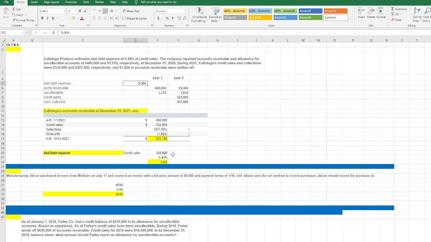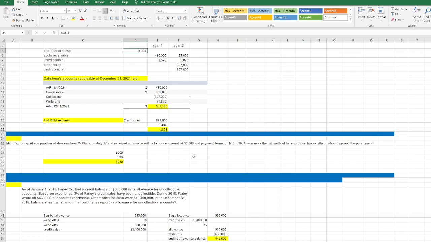If I wanted to calculate bad debt expense, it would be 0.004 times 332,000 to get 1,328. Pretty good write-off. Whatever their collection policy or credit policy is, somebody's doing a really good job, because with that much money to have that little write-off is pretty impressive. Having been collection queen before, those are beautiful numbers.